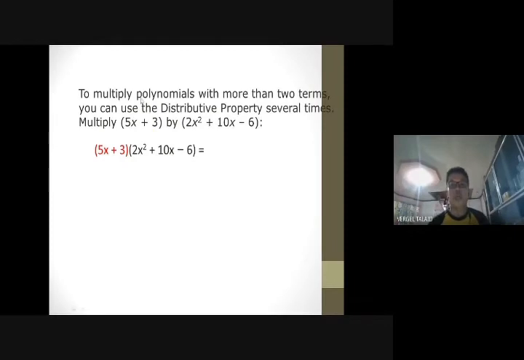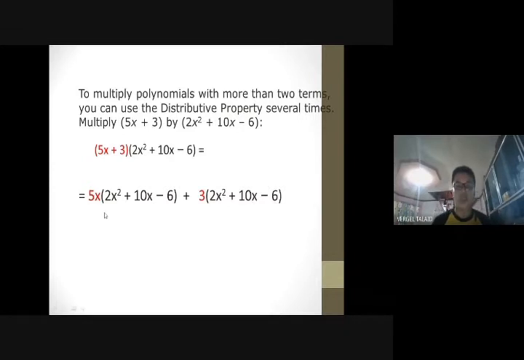To multiply polynomials with more than two terms, suppose we have a binomial times a trinomial. You can also apply the distributive property, provided that you split 5x and 3. So that becomes 5x multiplied to the trinomial, 2x squared plus 10x minus 6. Then positive 3 can also be multiplied by 2x squared plus 10x minus 6.